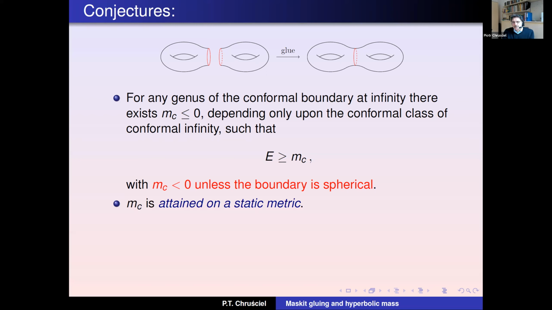Another conjecture you could make is that maybe there is a minimizer for this. Therefore, if this bound is true, then maybe there's a metric which realizes this bound. And of course, the metric would be static. That's a standard argument using the Corvino-Schoen deformation: if you have a minimizer of the mass, then it must be a static metric. So I think that this is all I wanted to say. Thank you very much for your attention.